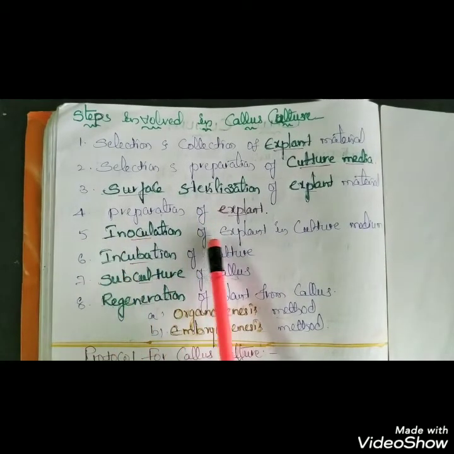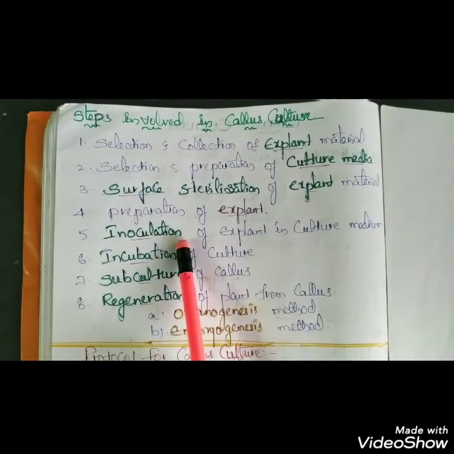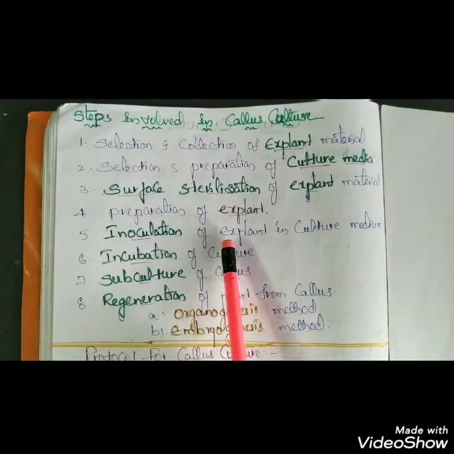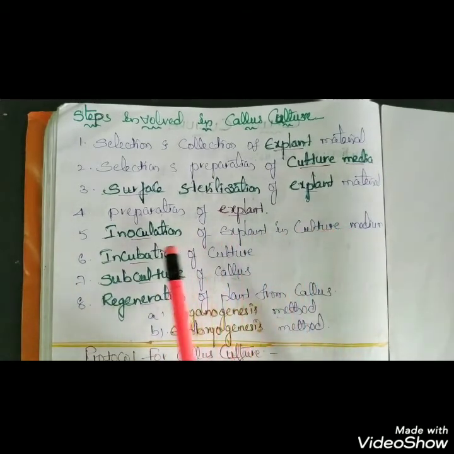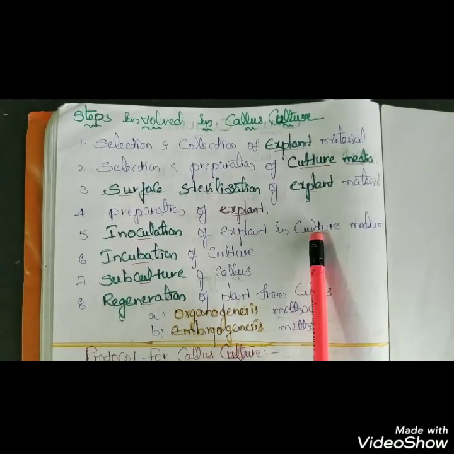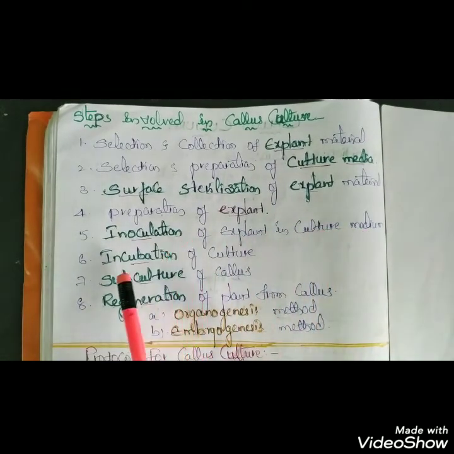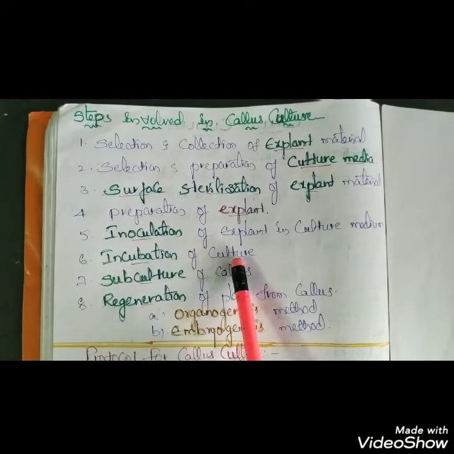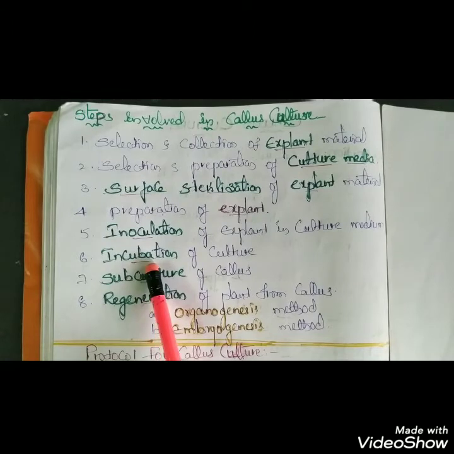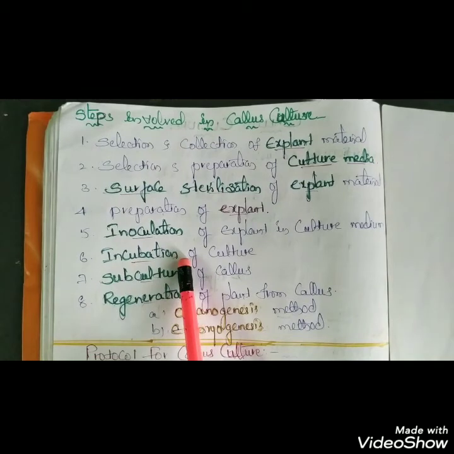Fifth step, inoculation of explant in culture medium. Now the prepared explant is inoculated on the surface of suitable nutrient medium. Inoculation means nothing but transferring of the explant on the surface of a proper culture medium. Sixth step, incubation of culture. Thus, inoculated explant is then incubated under a suitable temperature for a suitable period of time.